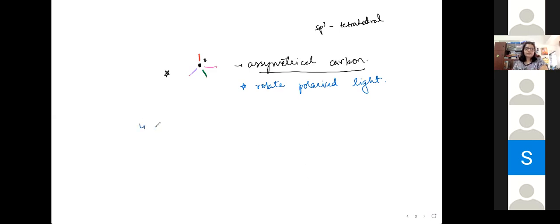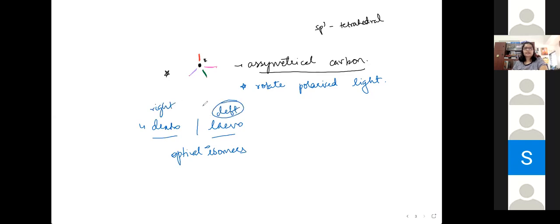So you have something called dextrorotation or levorotation. These are the 2 optical isomers. One isomer will rotate light to the right, the other isomer will rotate it to the left. So that's what optical isomerism is all about.